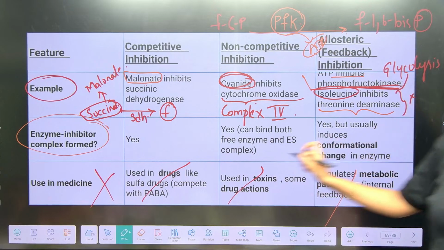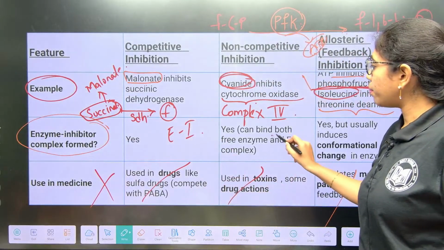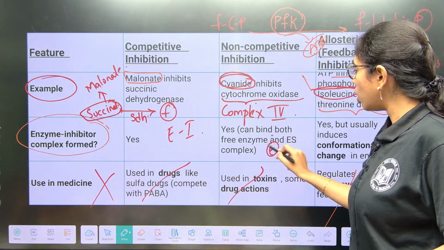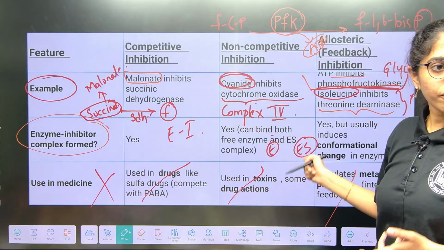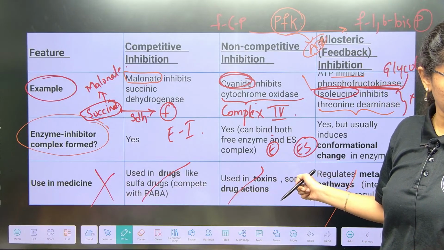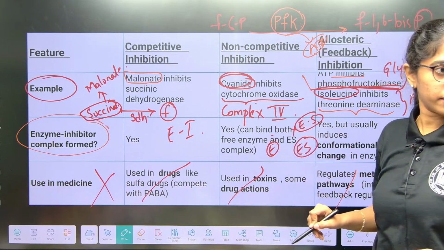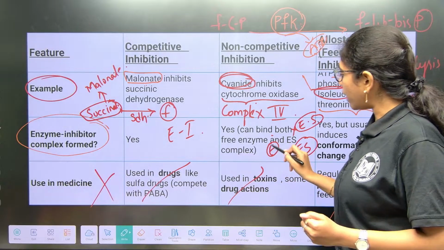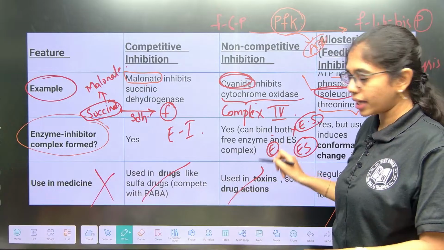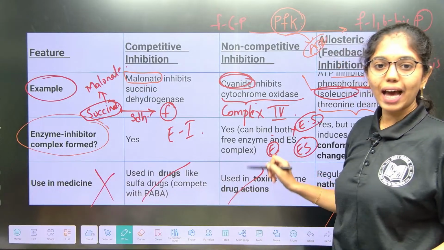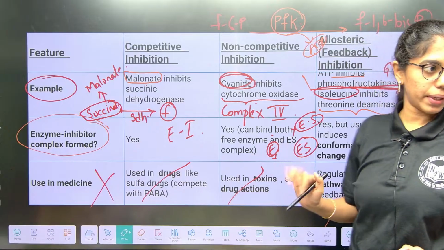Done. Enzyme inhibitor complex, here it is formed. Here it can bind both to a free enzyme or enzyme substrate complex. Even after the formation of enzyme substrate complex also, it is binding to the allosteric site and making it inactive. That can also happen. And to a single enzyme also, inhibitor can bind other than the active site and make it unfunctional, unfit for substrate to bind. Two things, either of the things can happen.